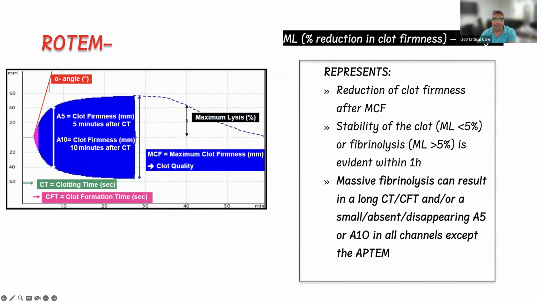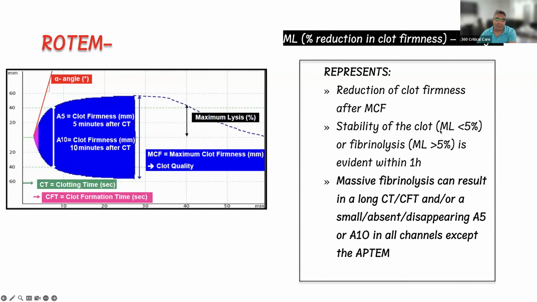Then you look for maximum lysis, the percentage reduction in clot firmness at a particular time. We usually look at 1 hour or 45 minutes, right? So it is the reduction in clot firmness after maximum clot formation. This is the maximum clot formation, and we look at a particular time. How much is the clot lysis? Okay.